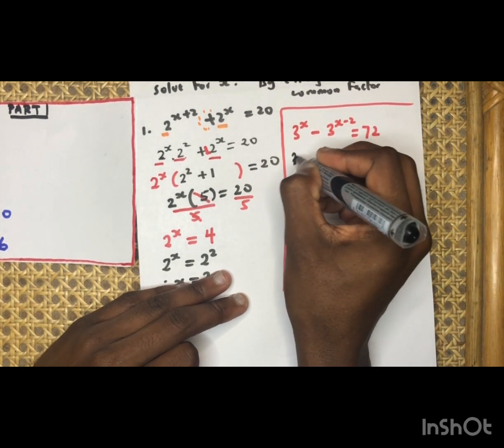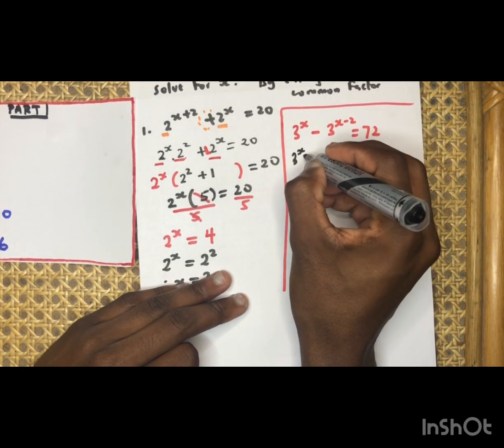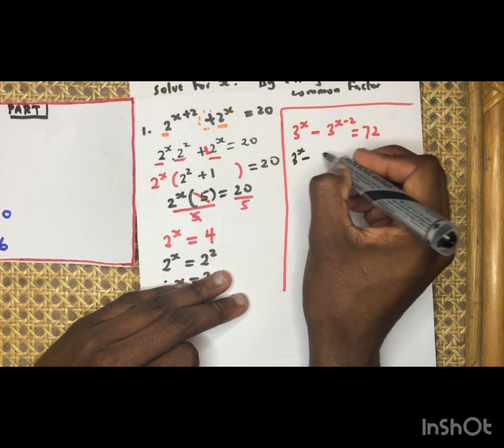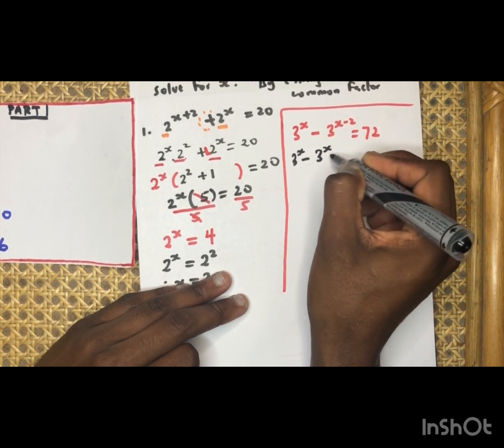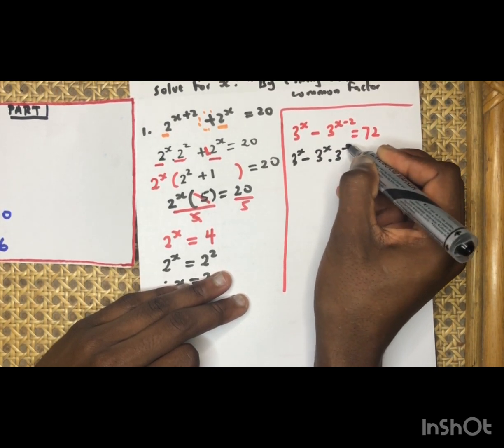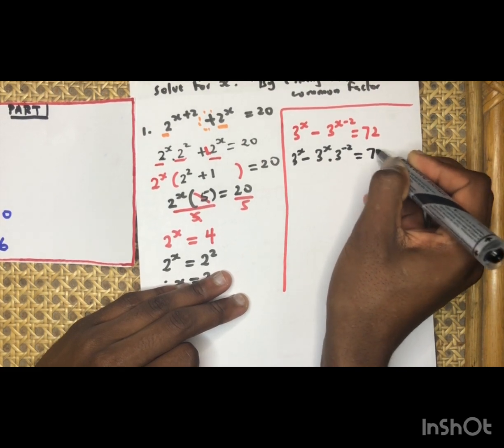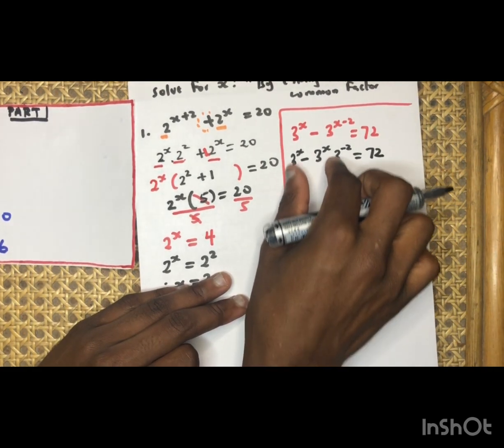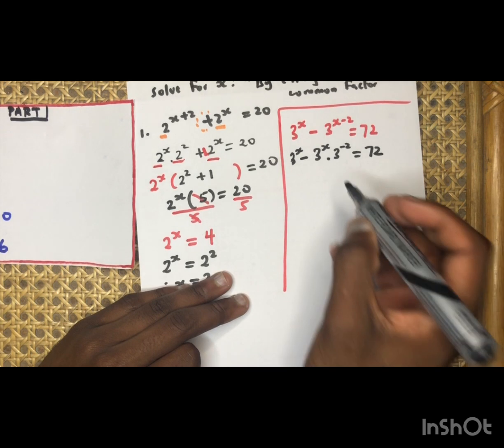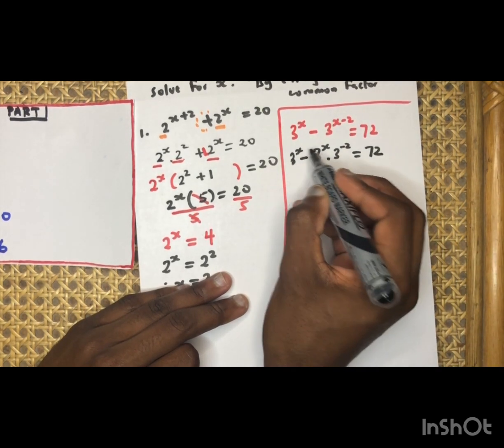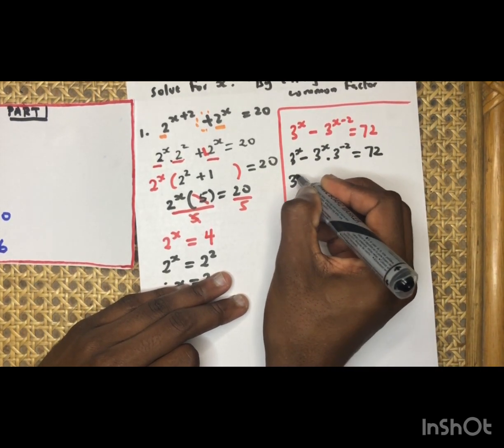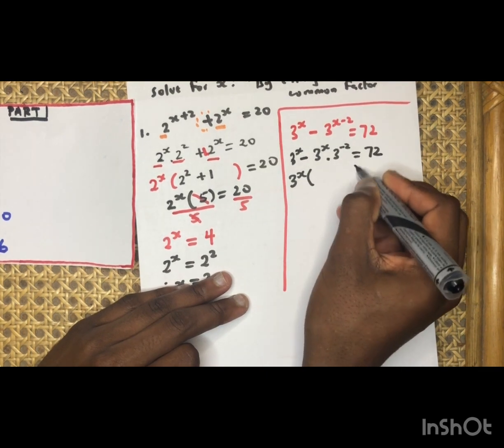So I will drop this one as it is because I cannot change anything here. Minus, if I split this one, it's going to be 3 to the power x times 3 to the power negative 2 equals 72. So what is common here, good people? Yes, we can see that 3 to the power x is common. So I'm going to take out 3 to the power x and I open my bracket.